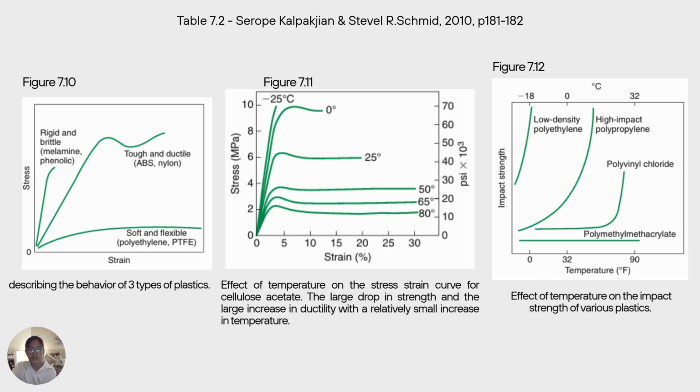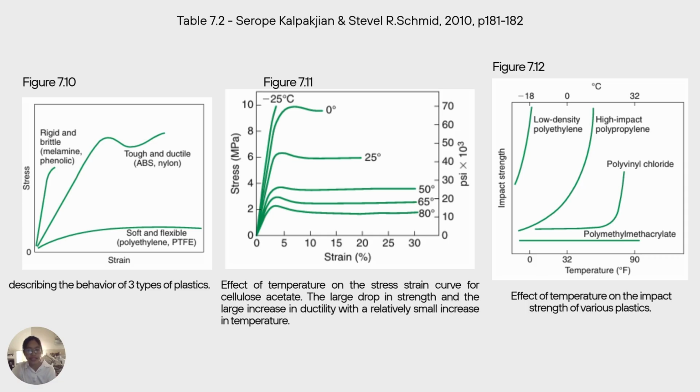As the temperature increases to around 0 or 25 Celsius, the polymer begins to show more ductility. It stretches more before breaking, and the stress peak decreases. At an even higher temperature, 50 Celsius to 80 Celsius, the polymer becomes soft and rubbery, showing large deformation but very low strength. This pattern demonstrates a critical concept: as temperature rises, strength decreases but ductility increases. Essentially, the polymer transitions from a glassy rigid state to a rubbery flexible state as it passes through or near its Tg.